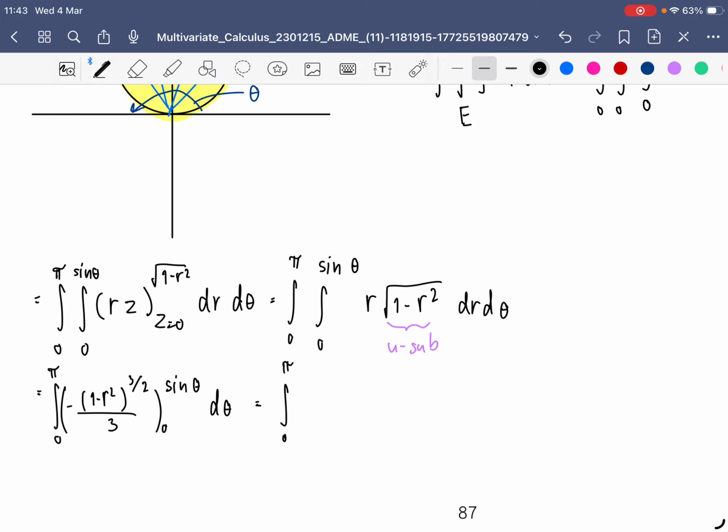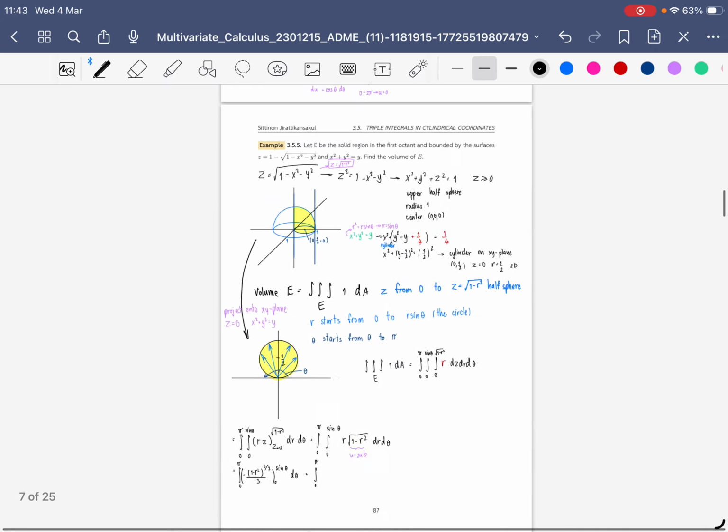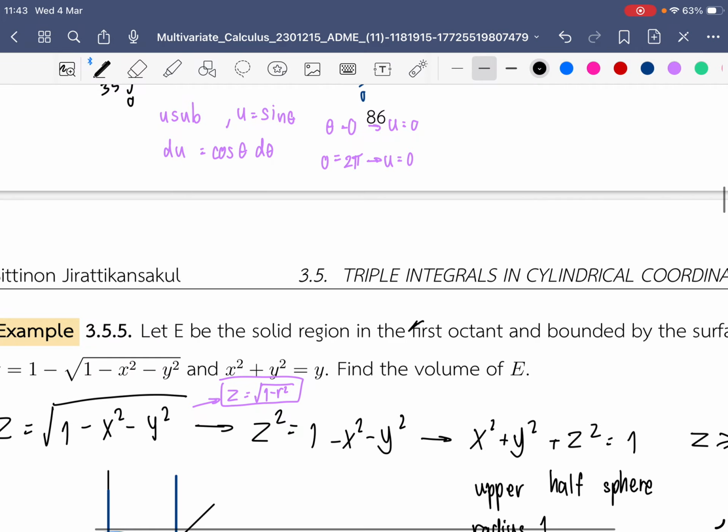Wait, did I say the first octant? Oh shit. Sorry. Well, okay, let me cancel the first octant because we worked way too far to go back.